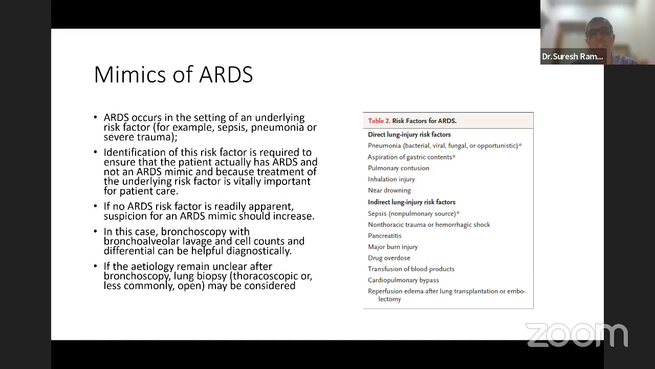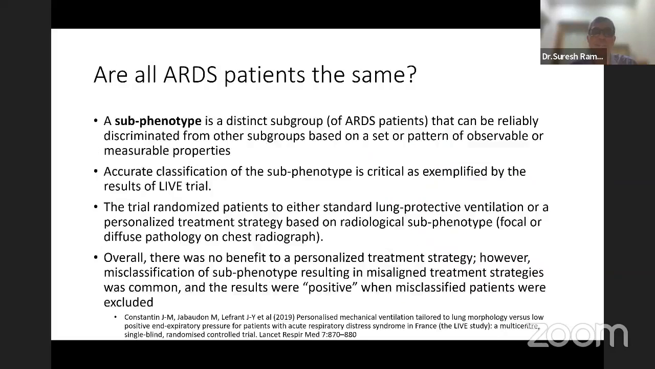And the best way to understand the mimics is that if you don't have an ARDS risk factor, as shown on the right side, if you don't have any of these risk factors, that means you didn't come in with pneumonia, you didn't drown, you didn't have a pulmonary contusion, you don't have sepsis, you don't have pancreatitis, you don't have trauma, you don't have major transfusions, you don't have a major drug overdose. Think of a mimic and then do a bronchoscopy or workup as required to identify the cause of ARDS.